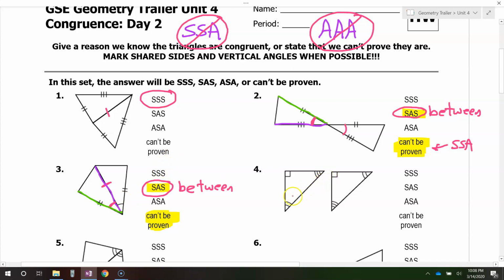For problem number 4, no sides are marked. It's all angles. That's angle, angle, angle. That is no good. So can't be proven.